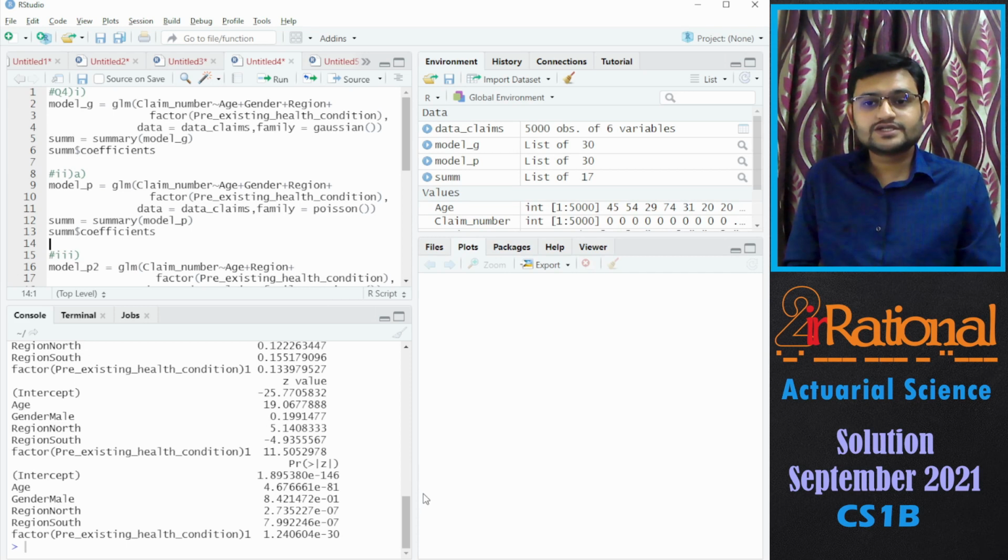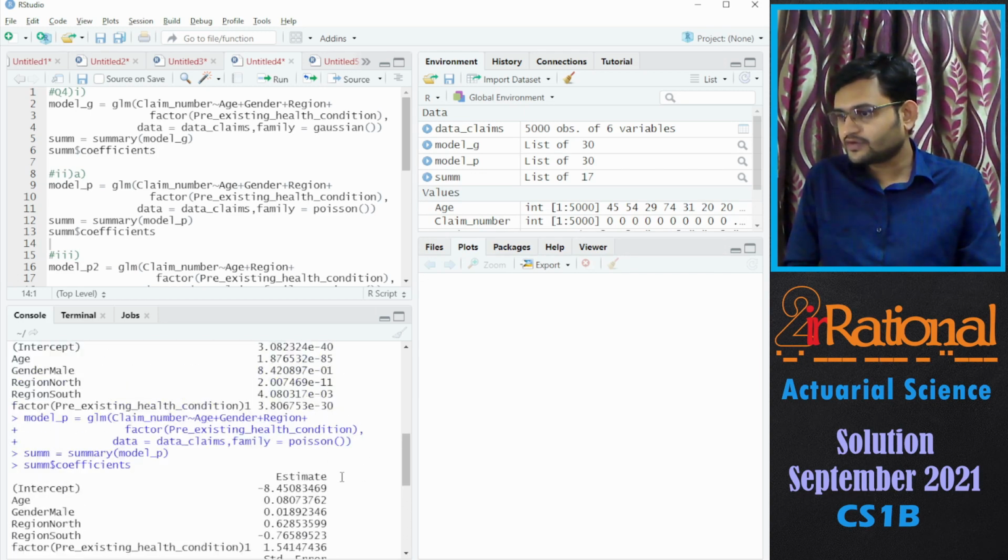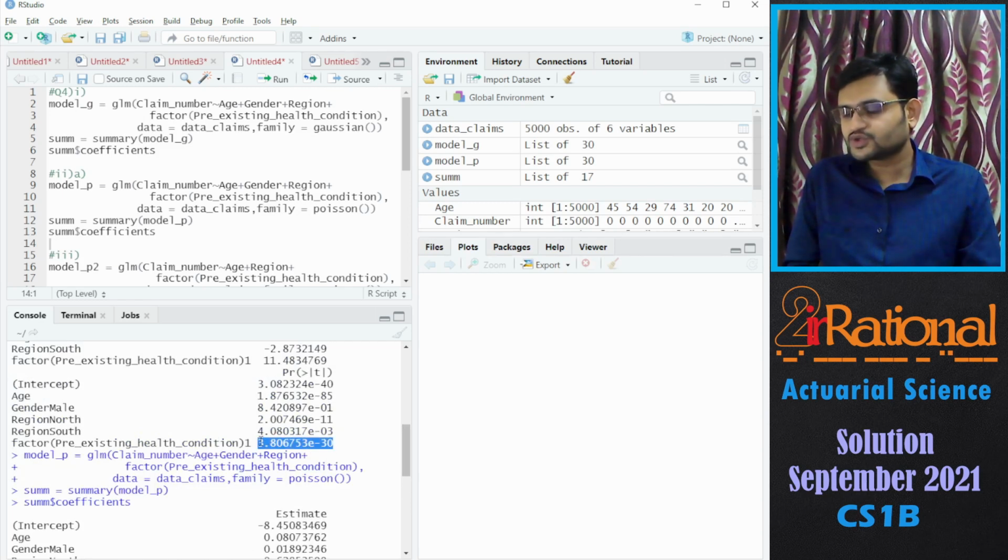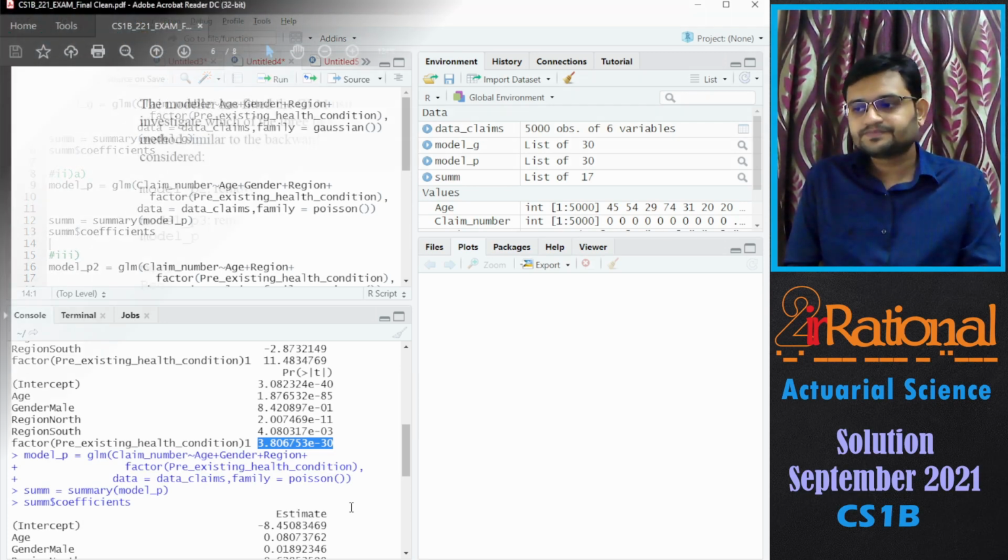And they have also asked us to see the significance of the pre-existing health condition. Here we have a very small p-value, and even in the normal distribution we have a very small p-value. That suggests that in both cases the pre-existing condition is significant, or highly significant, in terms of our claim numbers.